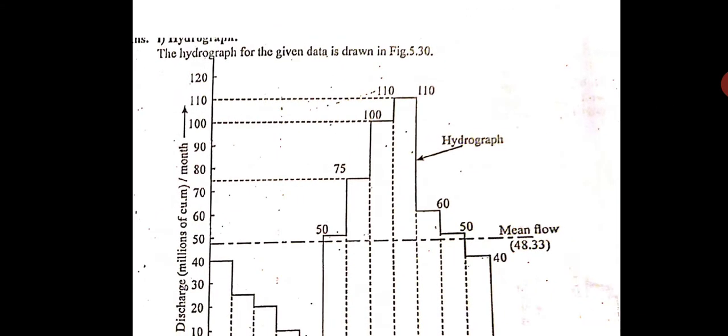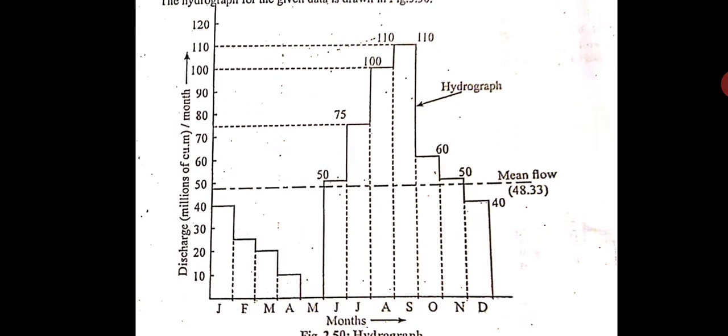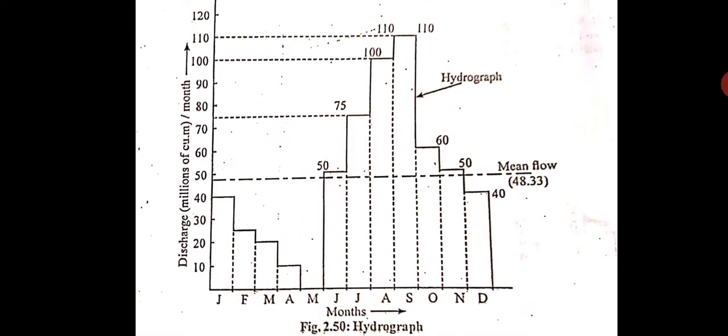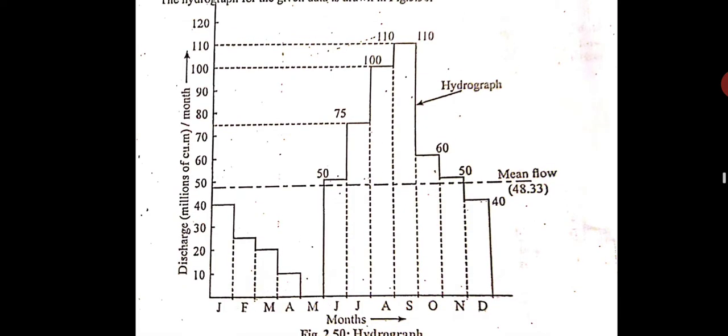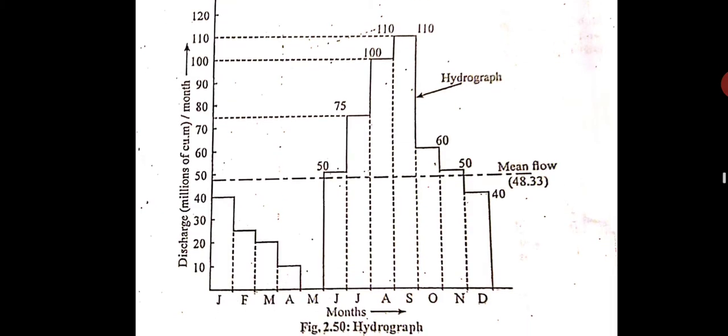Now to plot the hydrograph is very simple. As you have seen, we will again plot the hydrograph here. On the x-axis I will write the months: J, F, January, February, M, March, April, May, June, July, August, September, October, November, December. So they are denoted by alphabets J, F, M, A and so on. On the y-axis we take the discharge, that is millions of cubic meter per month.